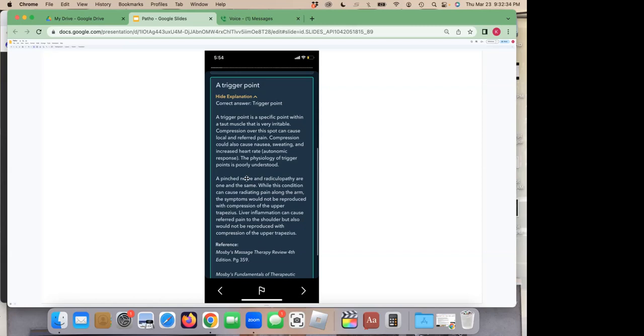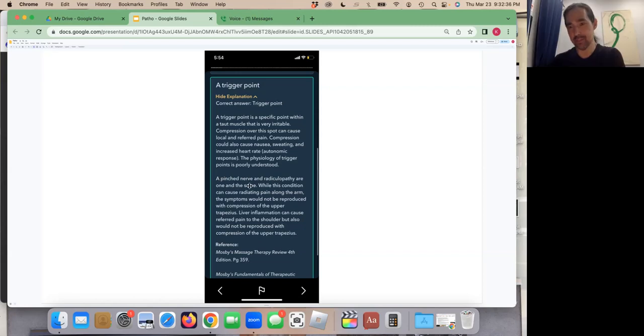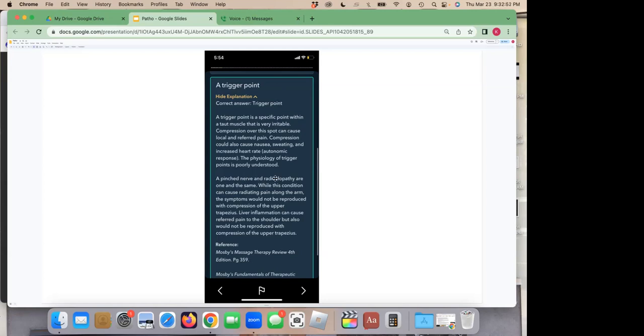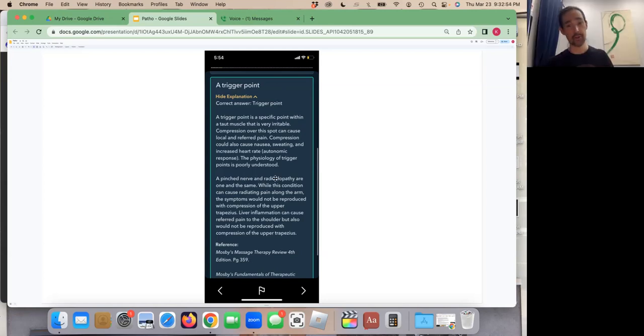A pinched nerve and radiculopathy are actually the same. A pinched nerve is the colloquial, common term. Radiculopathy is the medical term. You can have a pinched nerve or radiculopathy through other causes other than a trigger point, like compression at the spine.